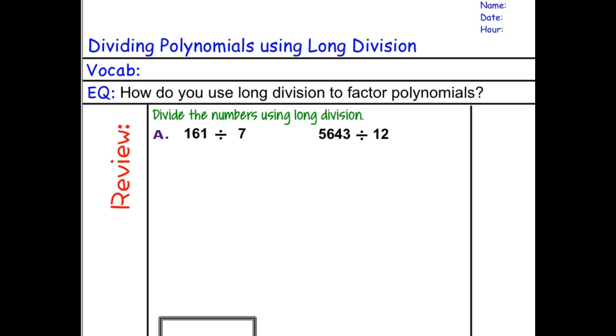We're going to start with a review of long division because it's been a long time. So we start off, that first number that we list is going to be our inside number. And that second number is our outside. And then we say, well, can 7 go into 1? No, it can't. Can 7 go into 16? Yes, it can go in twice without going over.